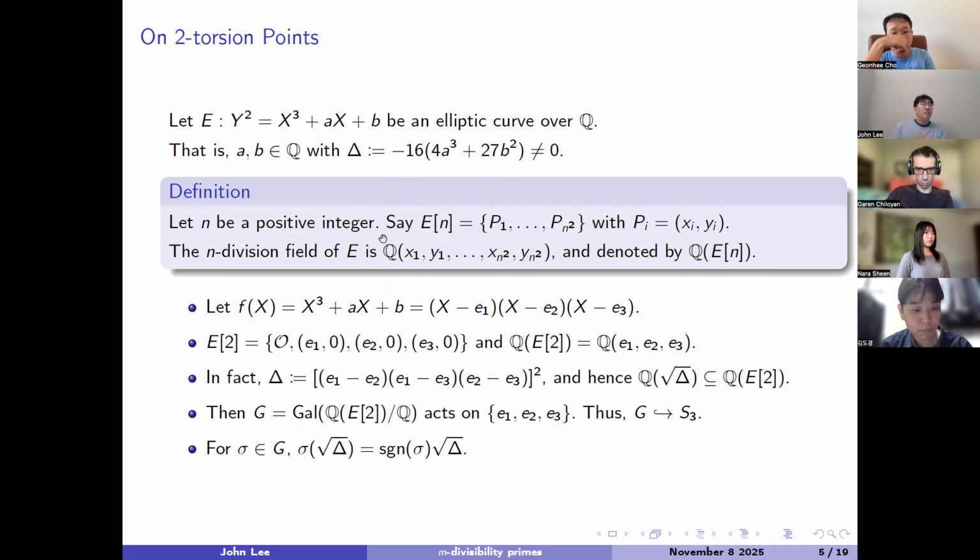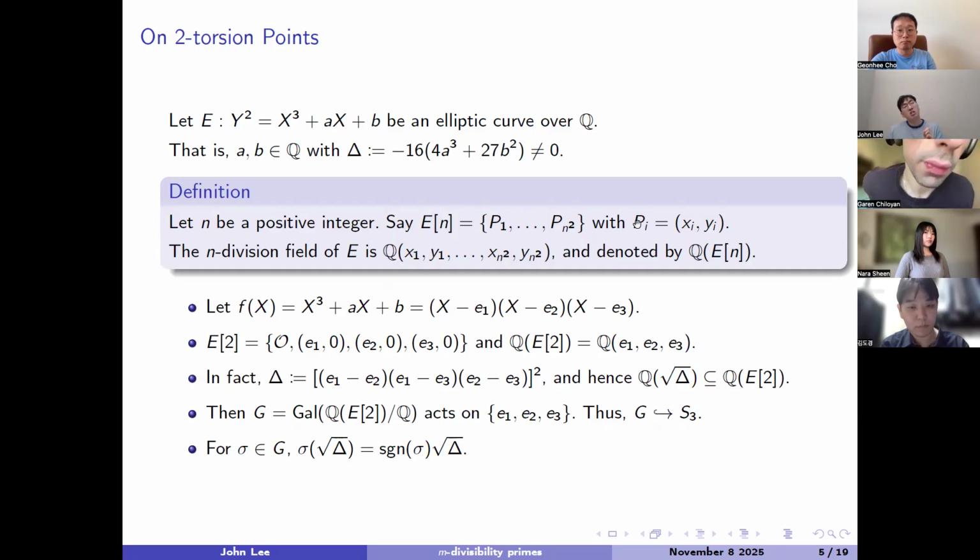Okay, we defined this notation last time, but I'll go over it once more. E[n] is all the points where, if you add a point to itself n times, you get the identity. It doesn't mean that it has order n, but its order had better divide n. And there are n squared points on E that have order dividing n.